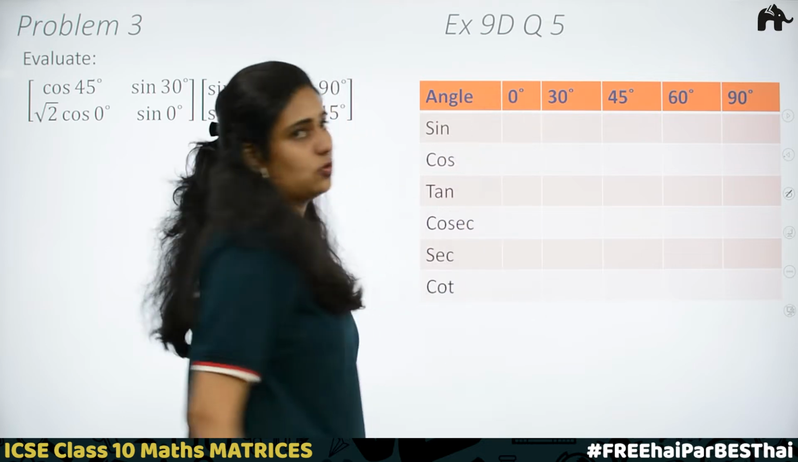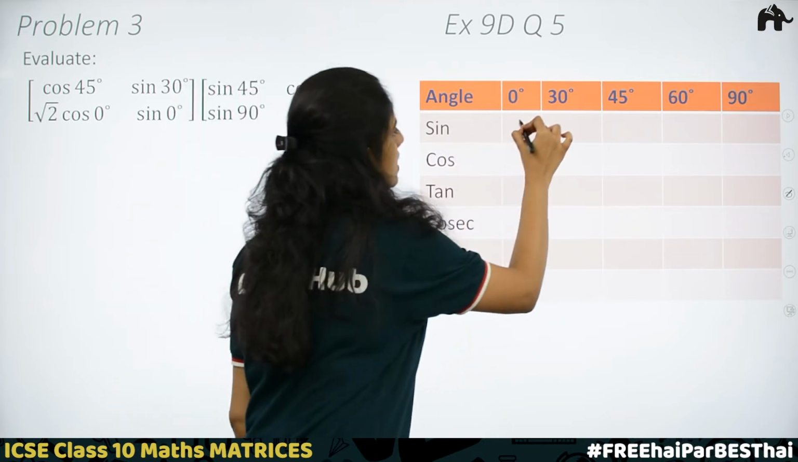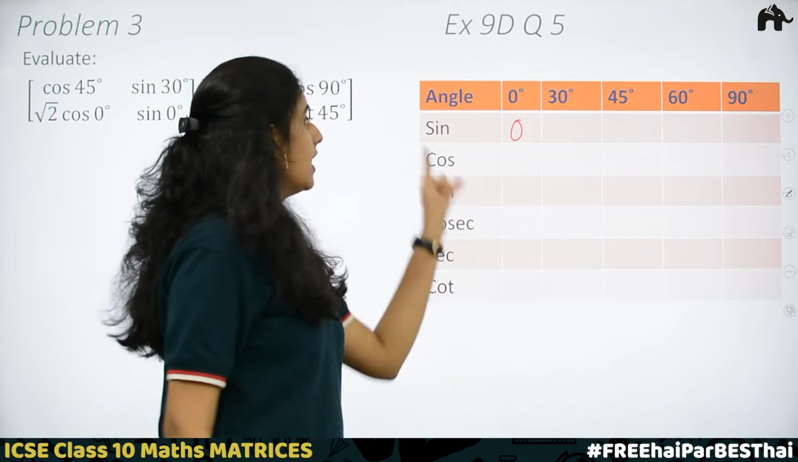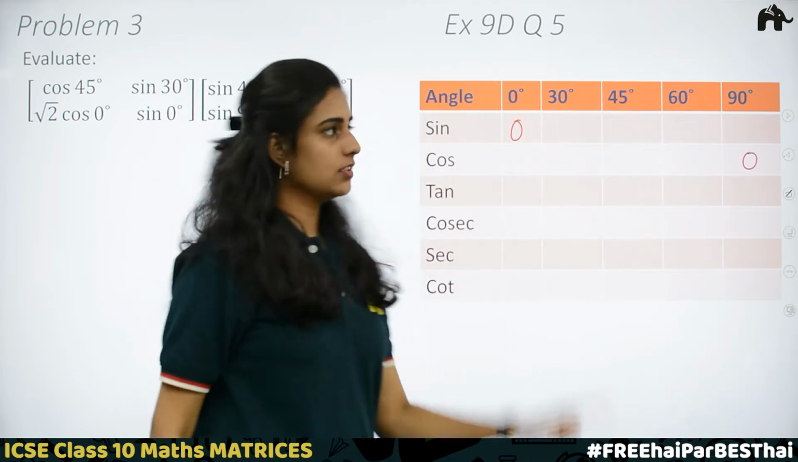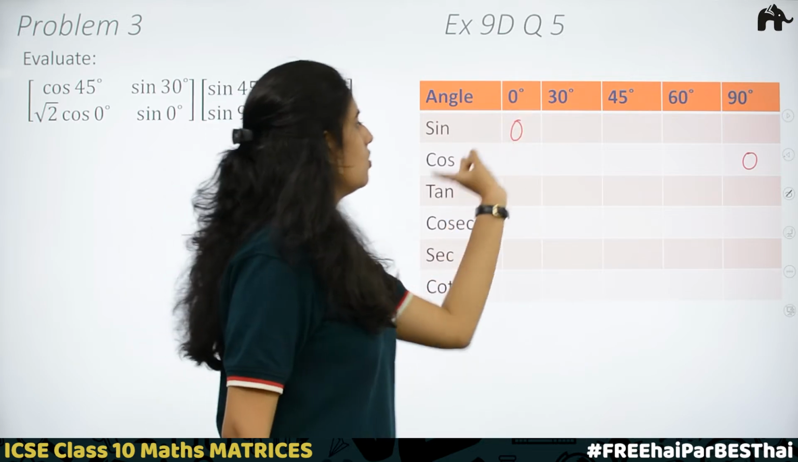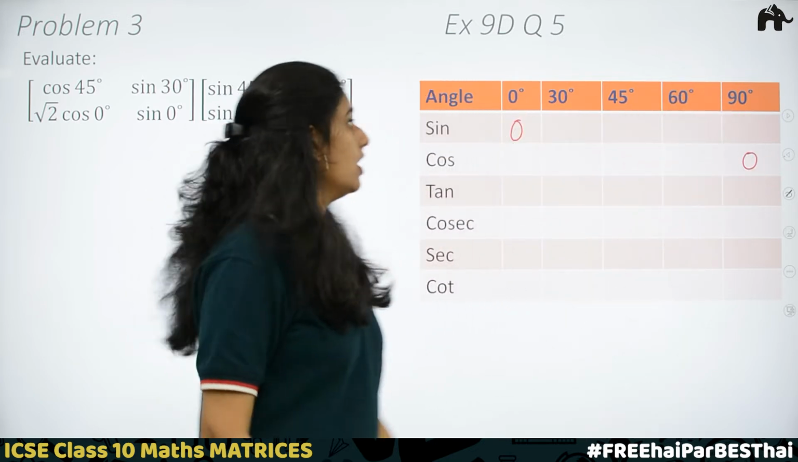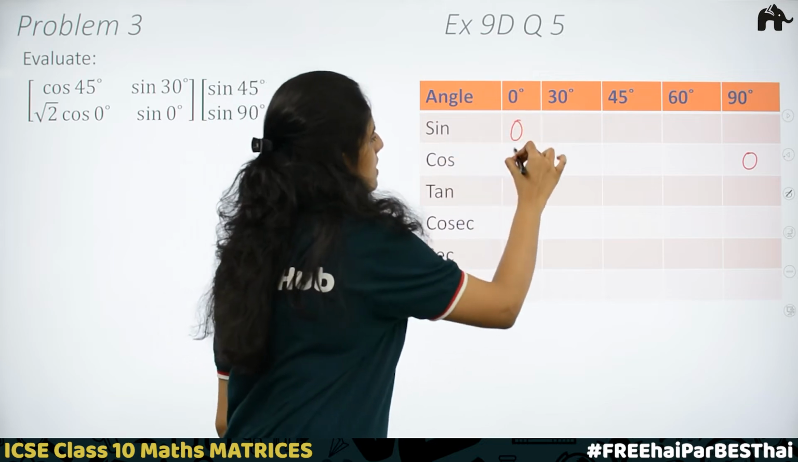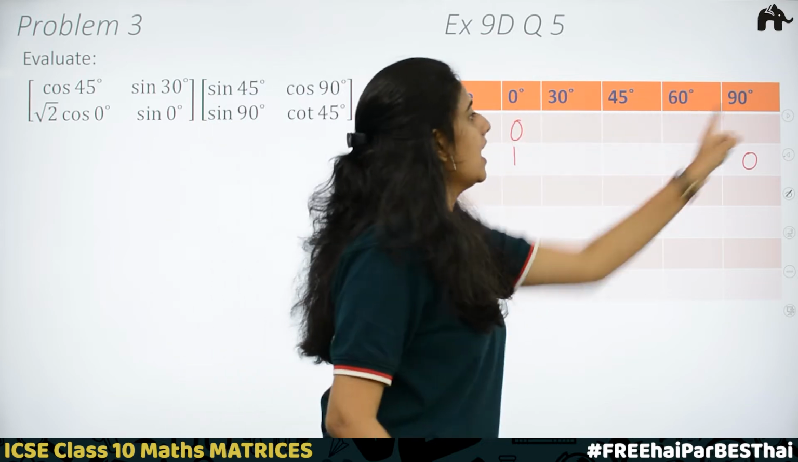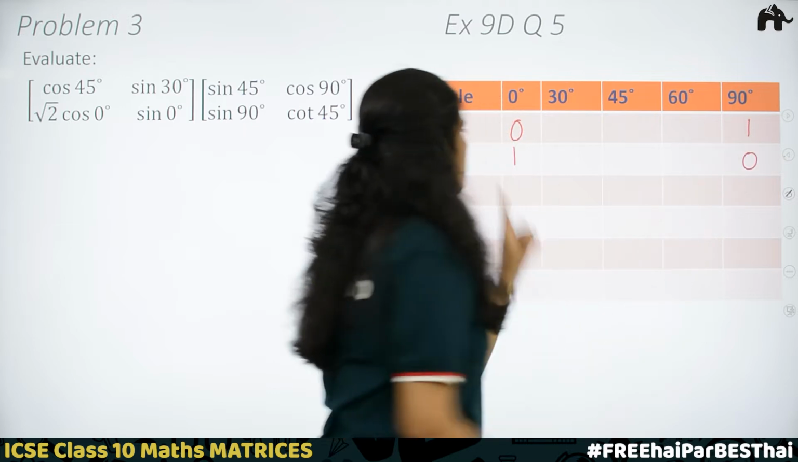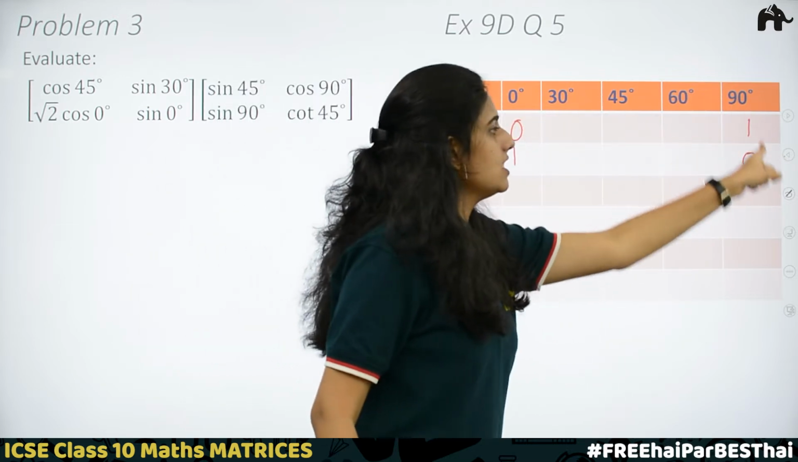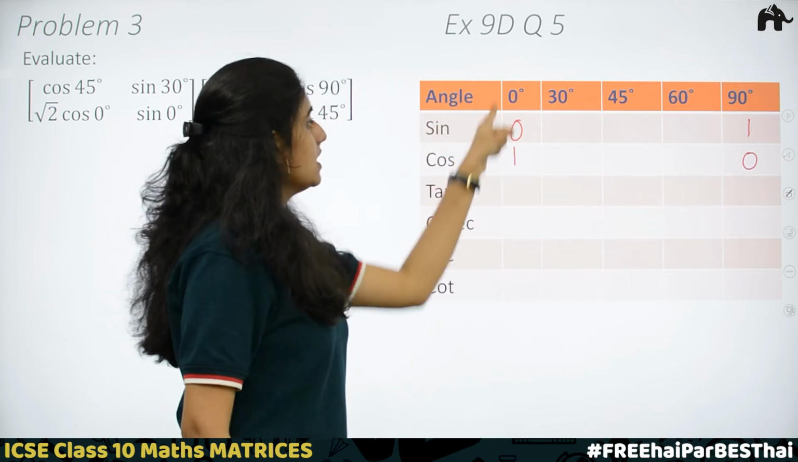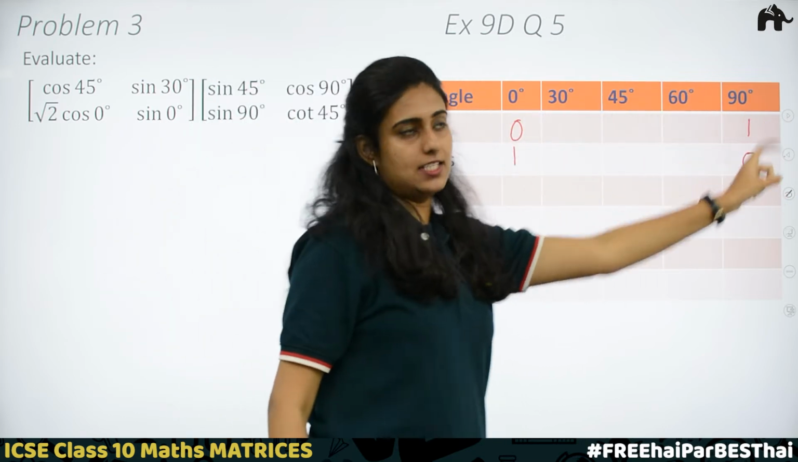First, sine 0. The value of sine 0 is 0. And cos 90 is also equal to 0. Now cos 0 is 1 and sine 90 degree is 1. Just the opposite thing. Cos 0 will be the value of sine 90.